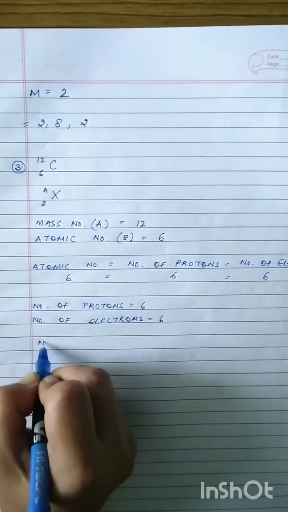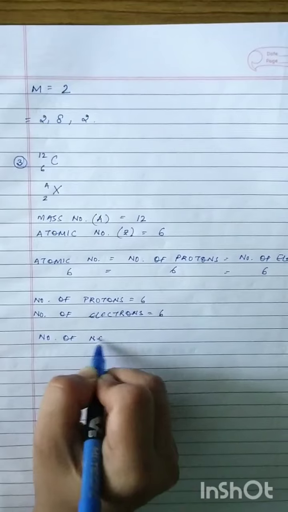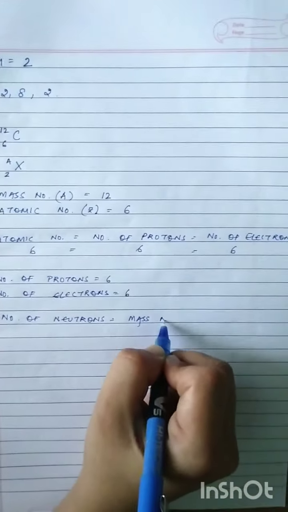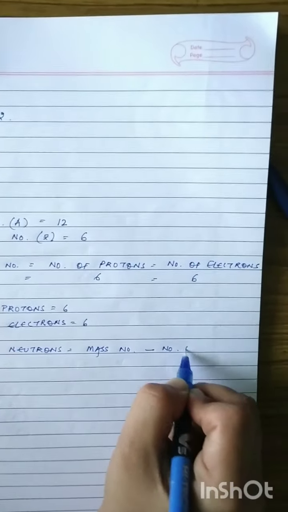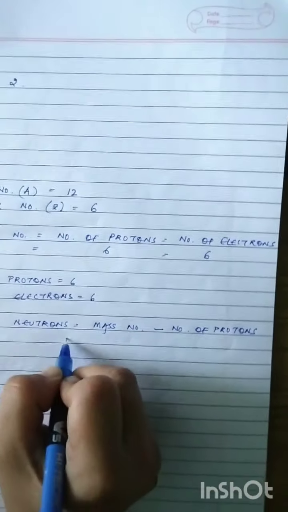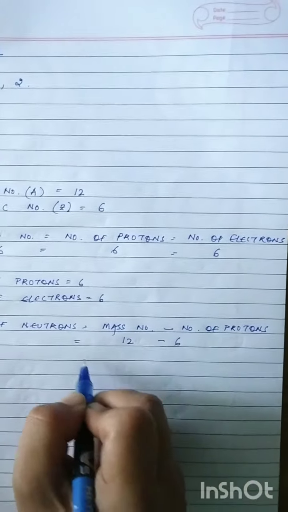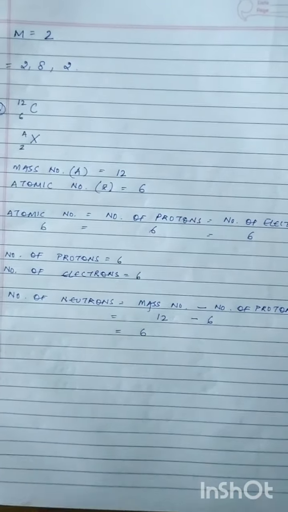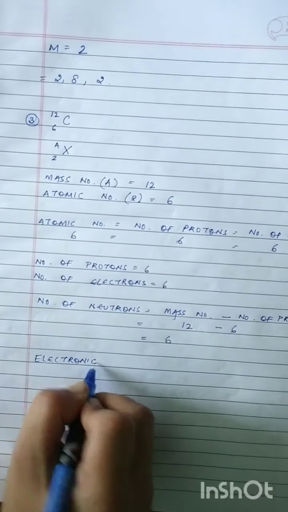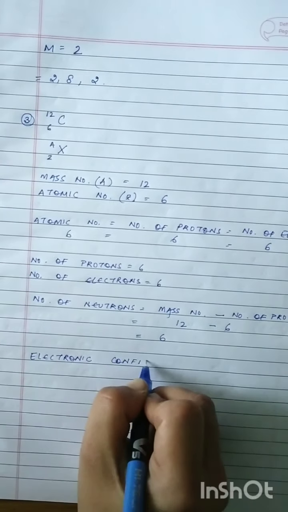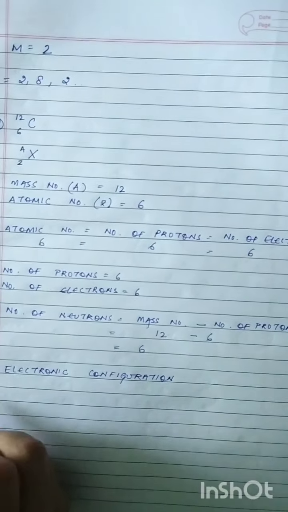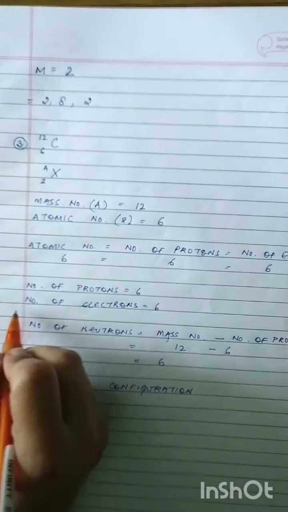Now we come to the number of neutrons. Mass number minus number of protons, which is equal to 12 minus 6. The number of neutrons is also 6. Next, electronic configuration. So how many electrons are there? 6.